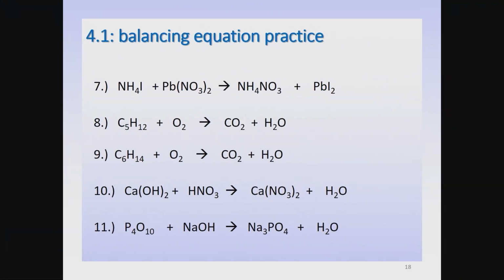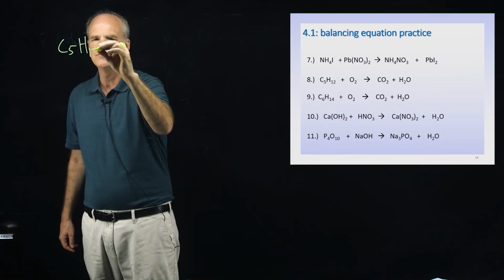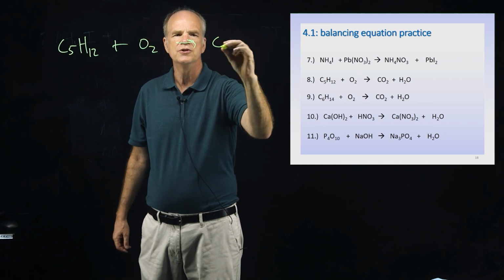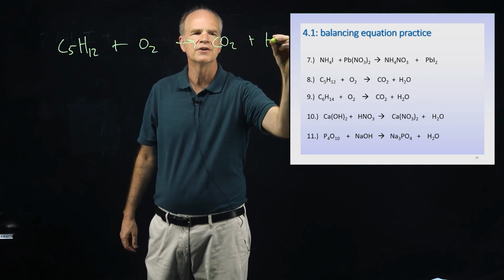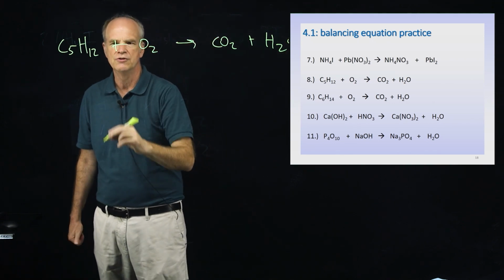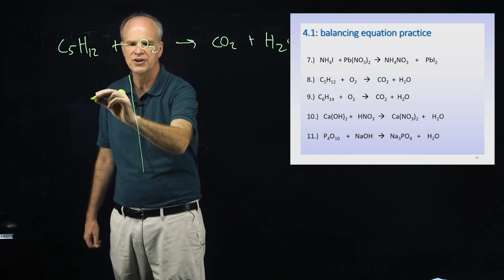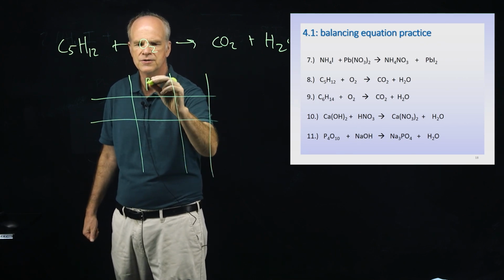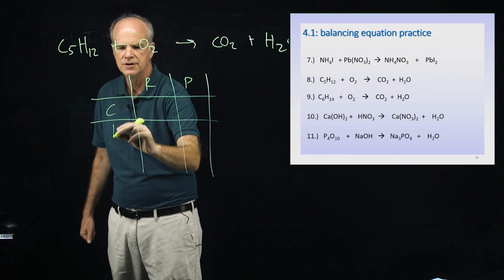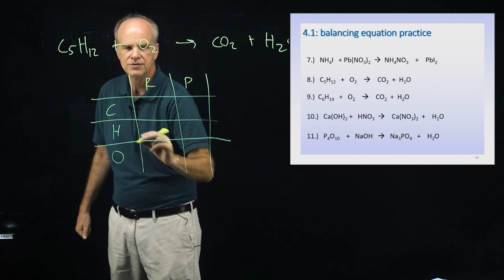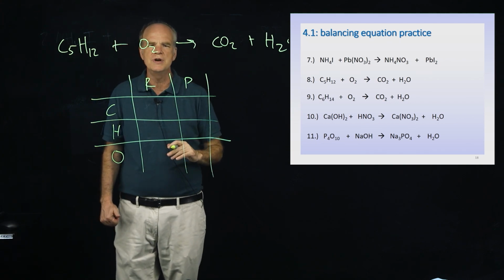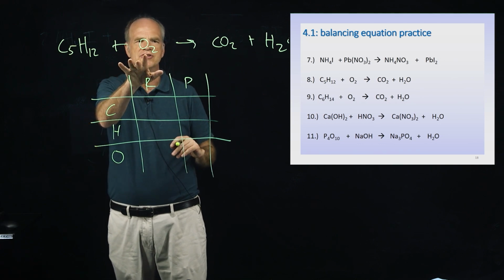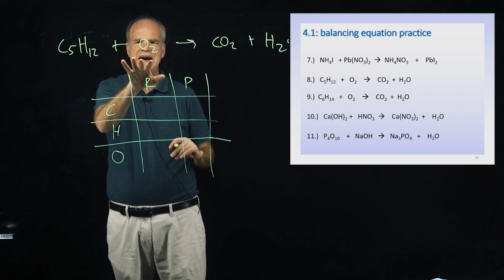Okay, so this is number 8. So C5H12 plus O2 gives you CO2 and water. Okay, so let me make a chart here. We don't have any polyatomic ions, so I think I can go ahead and make a chart for the elements that are there. So, carbon, oxygen. Okay, so do we have any elements that sort of stand alone on one side of the equation? Yes, we do, and that would be oxygen. So we may want to consider balancing that last.